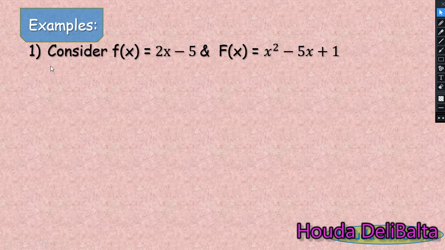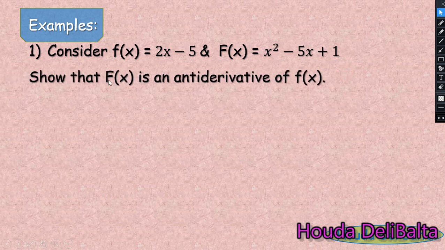First example, consider small f of x equals 2x minus 5, and capital F of x is equal to x squared minus 5x plus 1. Now, I have to show that this capital F of x is an antiderivative of this small f of x. What should I do?